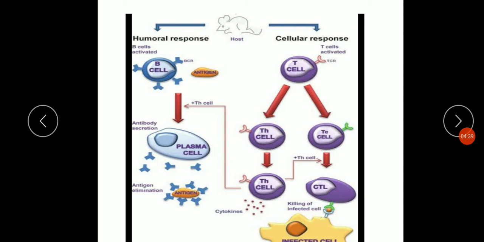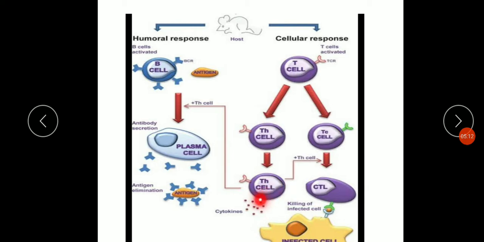Then helper T cells also produce a variety of specific substances, collectively known as the lymphokines. These lymphokines enhance the phagocytic effectiveness of local and blood-borne macrophages. So the macrophages present in the blood and the local area increase their phagocytosis under the influence of these substances known as the lymphokines, secreted by the helper T cells.